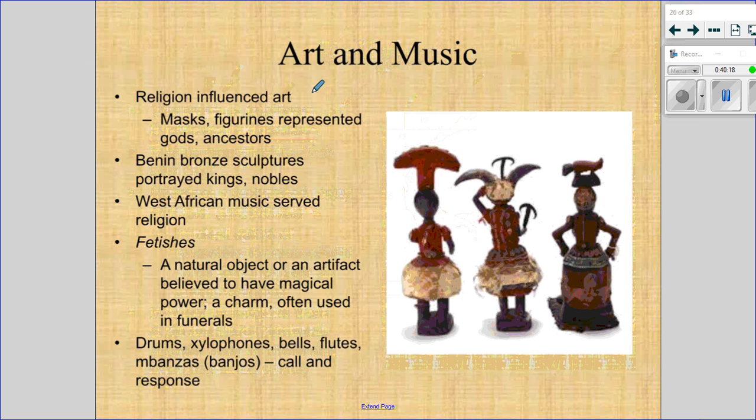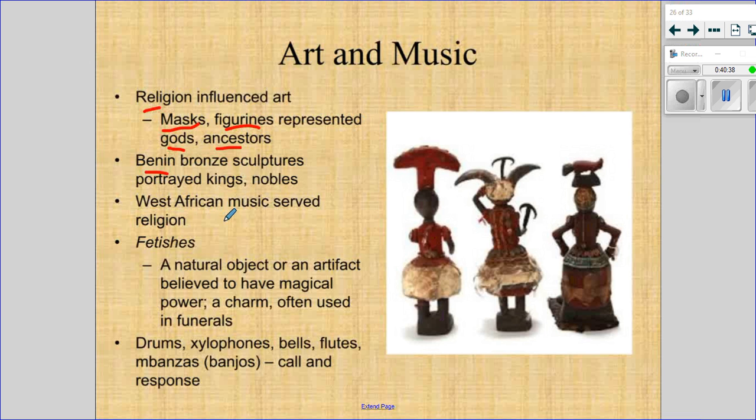Art and music are influenced by religion. So wooden masks, ceremonial masks, are super important and continue to be. Figurines represented gods and ancestors. In ancient Benin, the bronze sculptures made there are famous throughout the world.